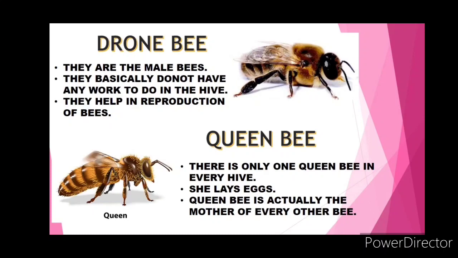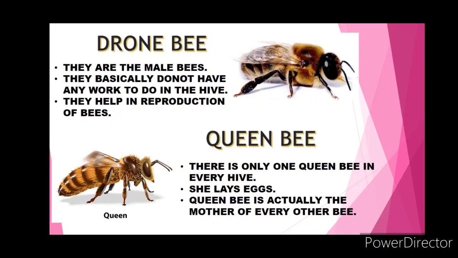Now the important one is the queen bee. I have told you that drone bees are only a few hundred in number and worker bees are thousands in number, and the queen bee is only one in one hive. There is only one queen bee in every hive. She lays eggs. The queen bee is actually the mother of every other bee, of all the bees present.